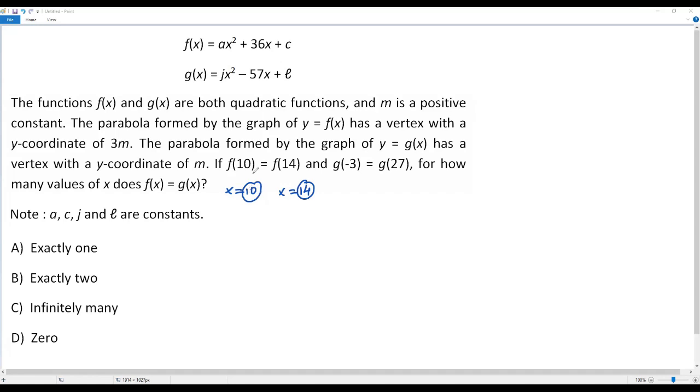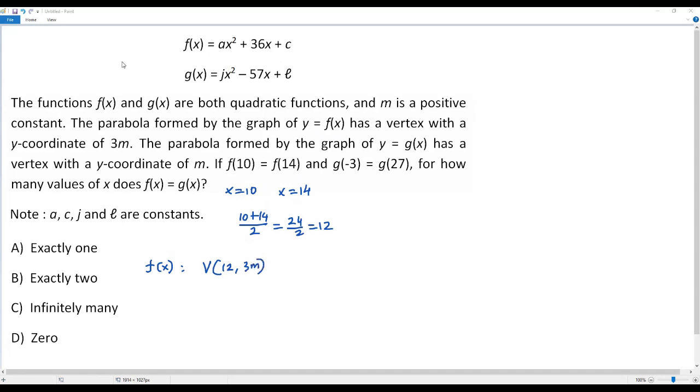Now to get the x coordinate of the vertex of the quadratic function f of x, we have to find the average of these two values of x, 10 and 14. Let me add them and divide by 2. Then I'm getting 24 divided by 2, that is equal to 12. Here I got the x coordinate of the vertex of the quadratic function f of x. Let me write it here. So for the vertex, we have the x coordinate 12, and we have information about the y coordinate for the function f of x, that is 3m. Now let me write it here.